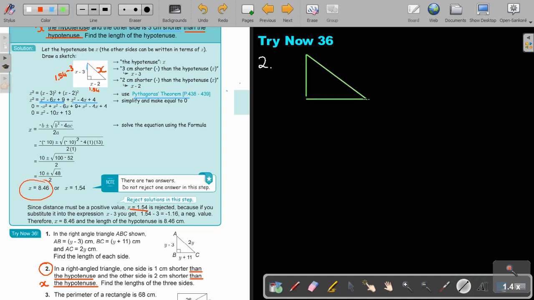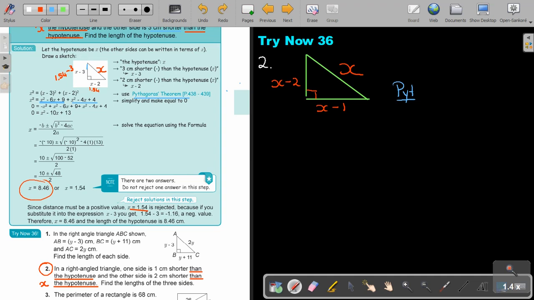Now they refer to the hypotenuse every time, so let's just make this x. There's your 90 degrees, and over the 90 is the hypotenuse. One side is 1 shorter than the hypotenuse, so this will be x minus 1. And the other is 2 shorter than the hypotenuse, x minus 2. So basically find the length of the three sides. Now I'm just going to use Pythagoras Theorem, just like that.